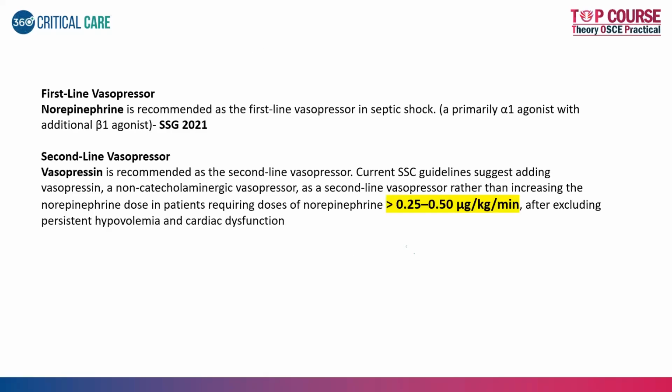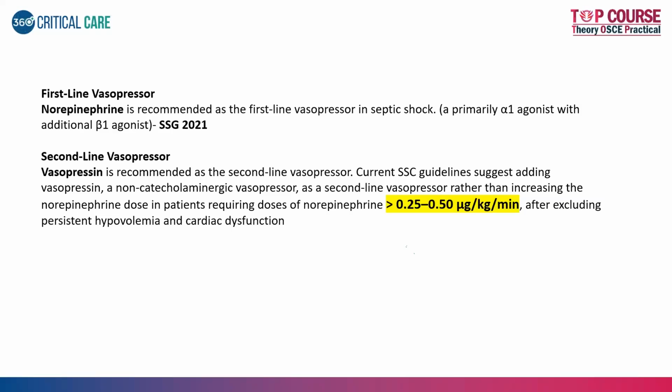So first line, according to SSG, noradrenaline is the first treatment of choice. The predominant action is on the alpha 1 receptor, and it also has an additional beta 1 agonist activity. Second line, we have to use vasopressin. Again, it is based on the SSG guidelines.